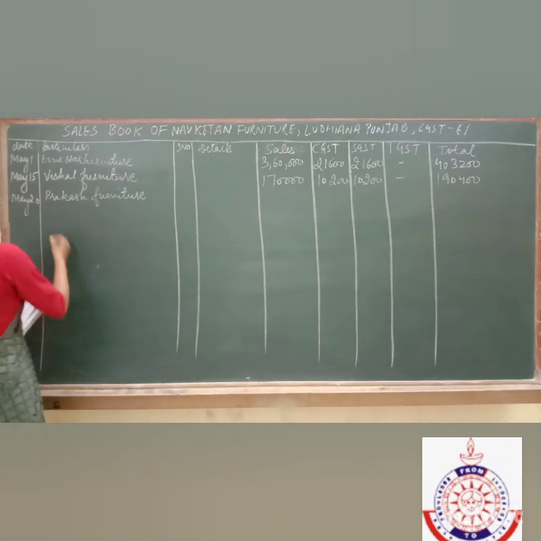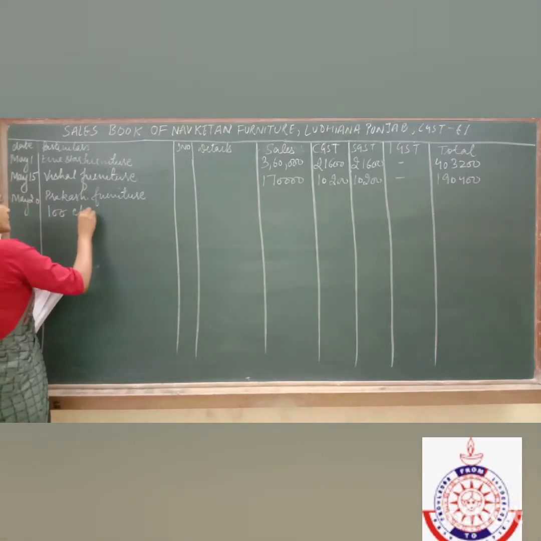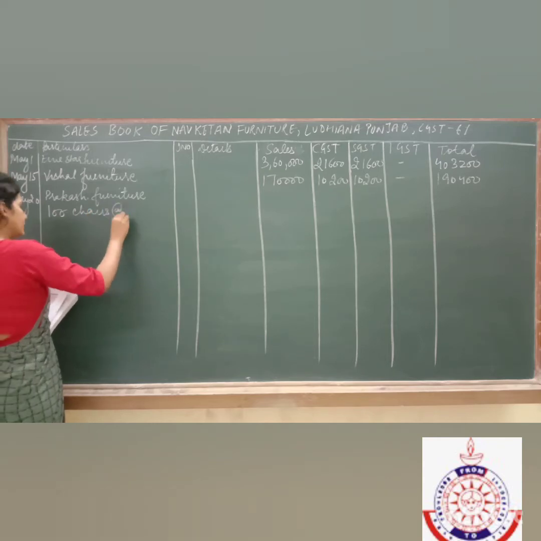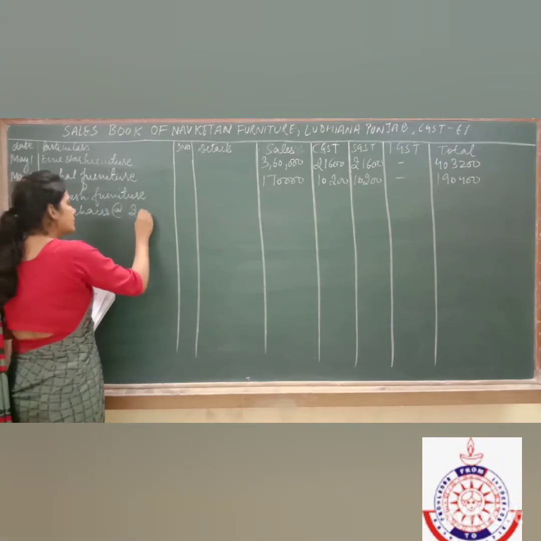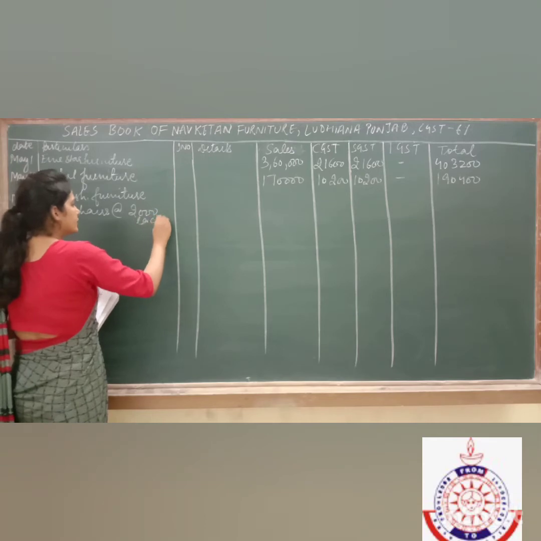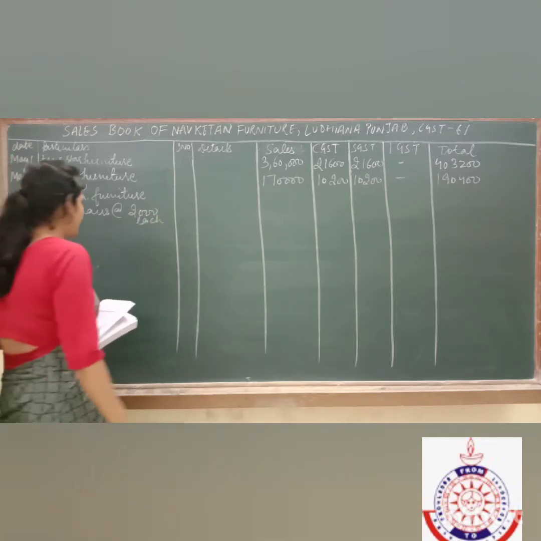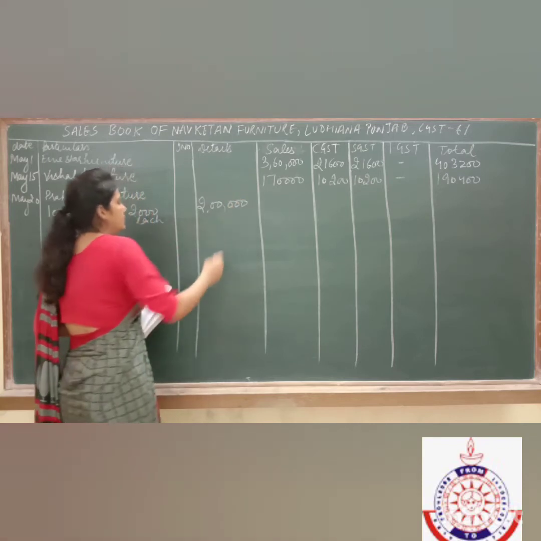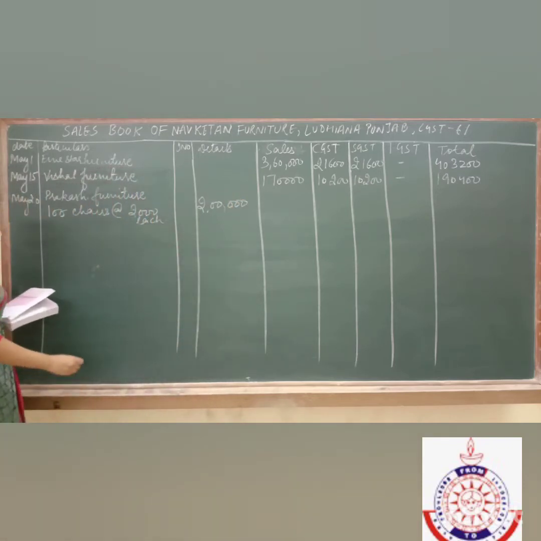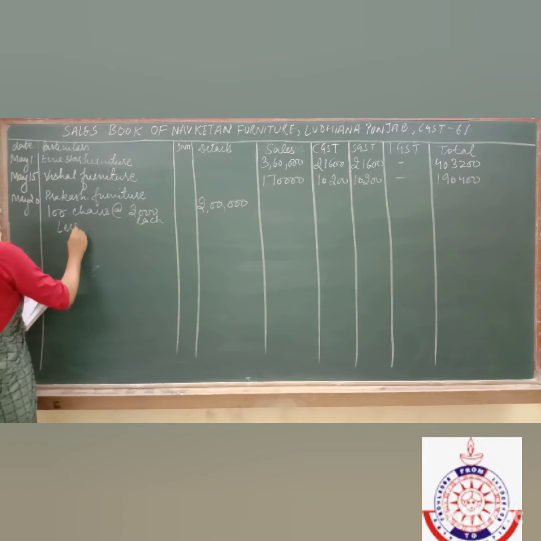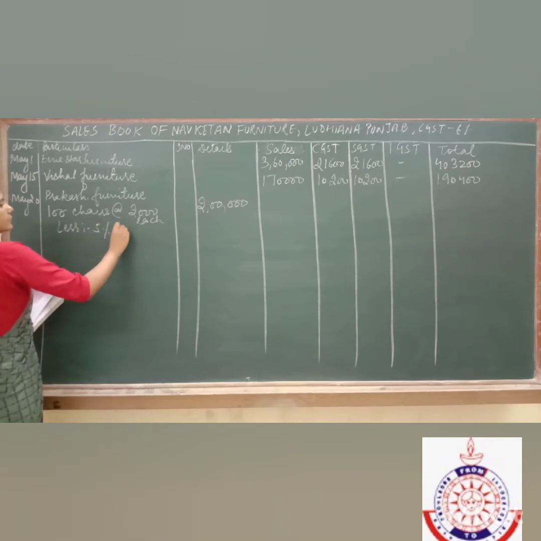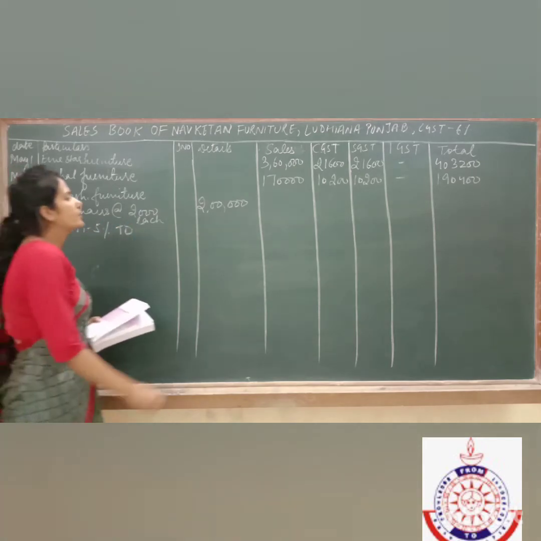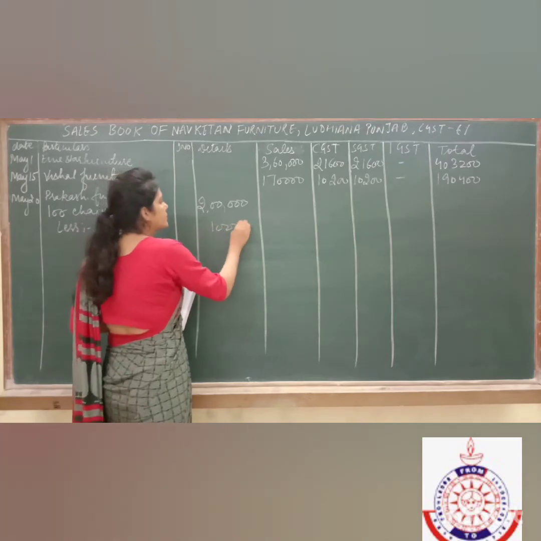So what have I purchased? I have purchased 100 chairs at the rate of 2,000 each. So write in detail, it's going to be 2 lakh. Then less 5% trade discount. So 5% of 2 lakh is 10,000.